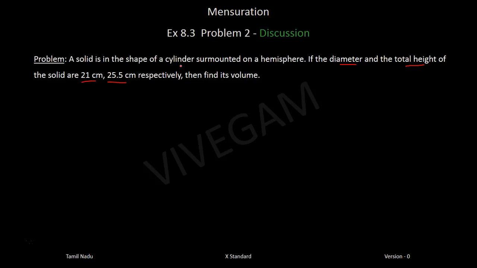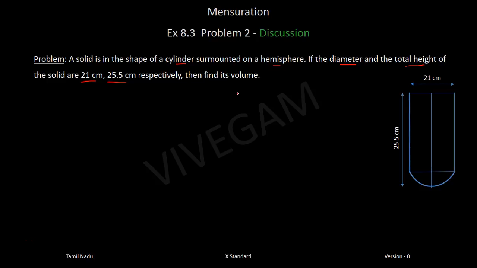It is a solid in the shape of a cylinder surmounted on a hemisphere. So the cylinder is sitting on a hemisphere. The diameter and the total height are 21 and 25.5 centimeters. Okay, that's fine. Now let's draw the diagrams.